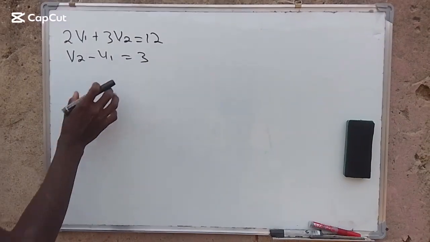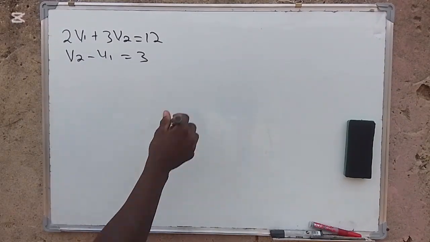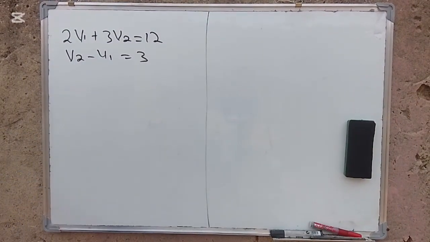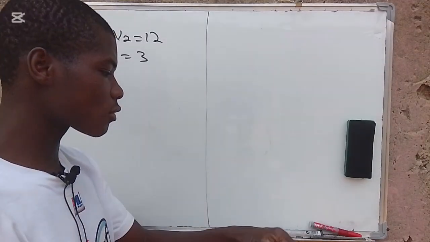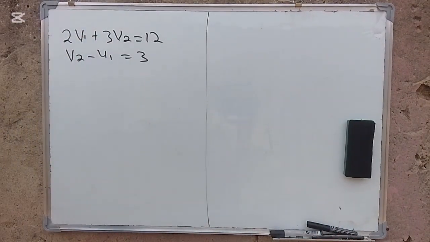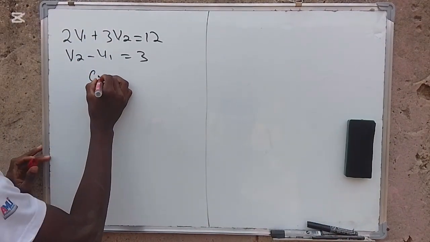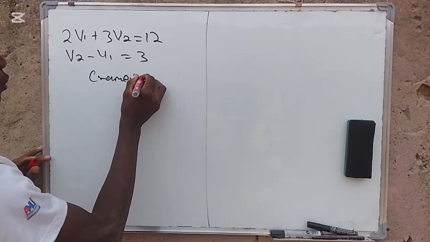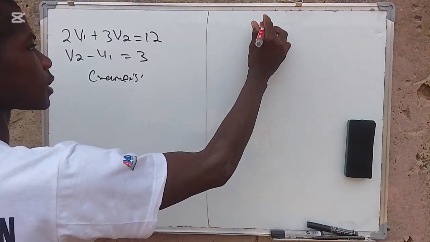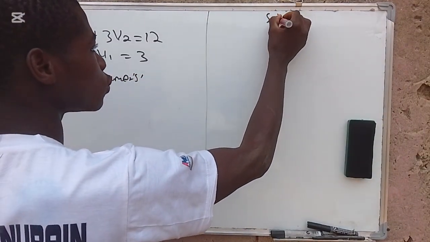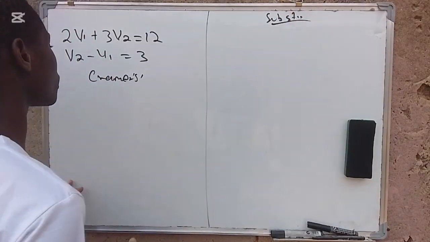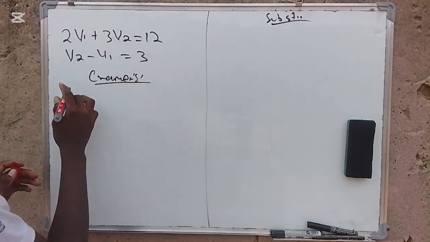So how can we solve this simultaneous equation? We are going to use two methods to solve it. We can use Cramer's rule, and we can use the substitution method. Using Cramer's rule, we have to rewrite this equation.